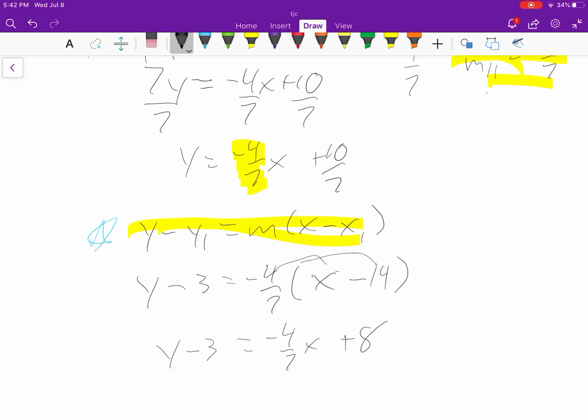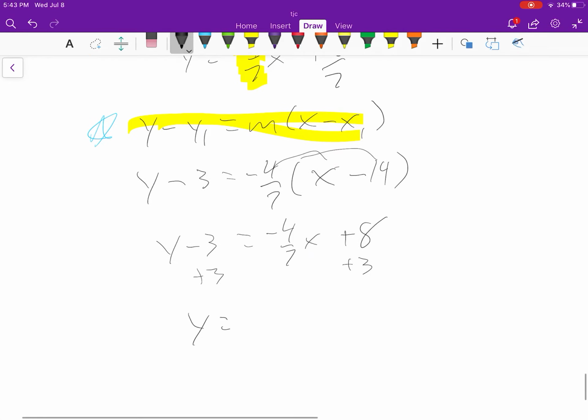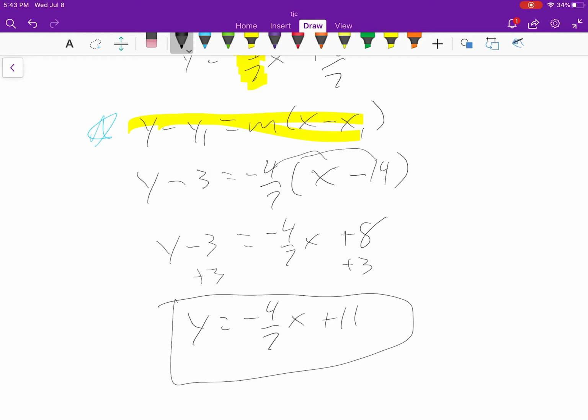Negative 4/7 times negative 14 is positive 8. Then you're going to add 3 to both sides. And you end up with the equation of the line that travels through the point 14,3 and is parallel to the given equation up above.